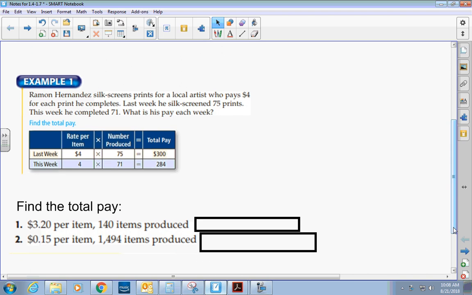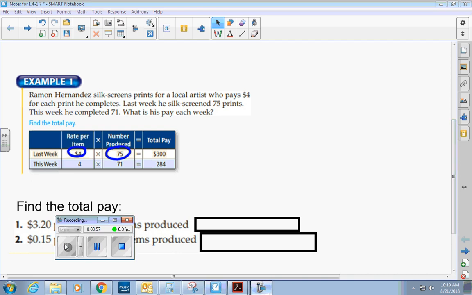Our buddy Ramon Hernandez silkscreen prints for a local artist who pays $4 for each print he completes. Last week he silkscreened 75 prints. This week he completed 71. What is his pay each week? So we take the $4 times the 75 he made. And when we do that in our calculator, he gets $300.